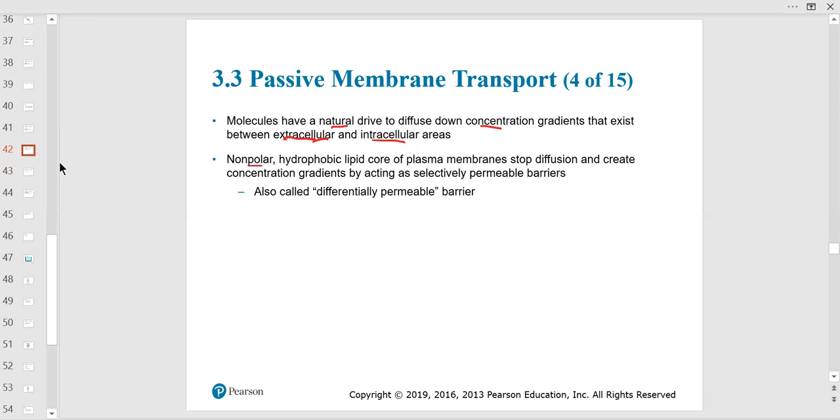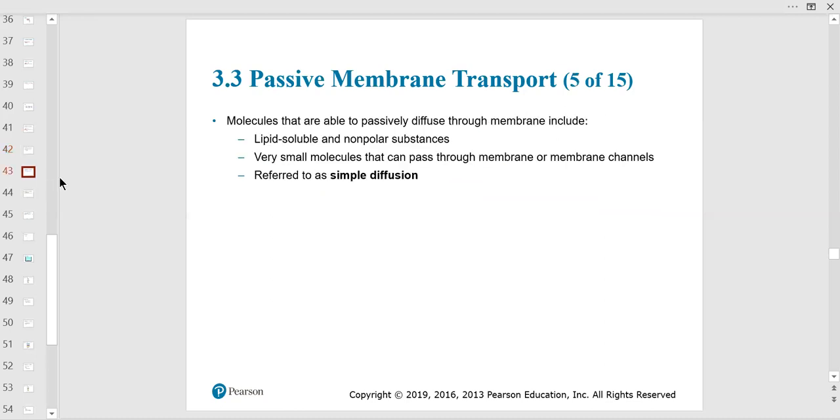Nonpolar hydrophobic membranes stop diffusion of polar things. That's why it's differentially permeable, semi-permeable, selectively permeable, based on the polarity of the membrane and the polarity of the substances that are coming in. So molecules are able to passively diffuse through the membrane.